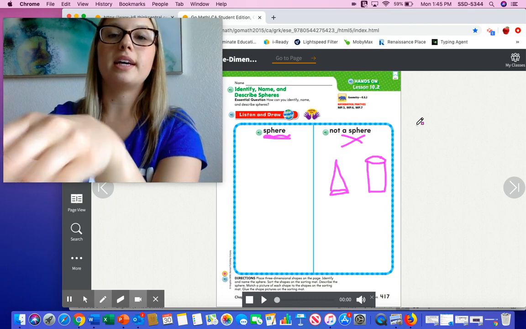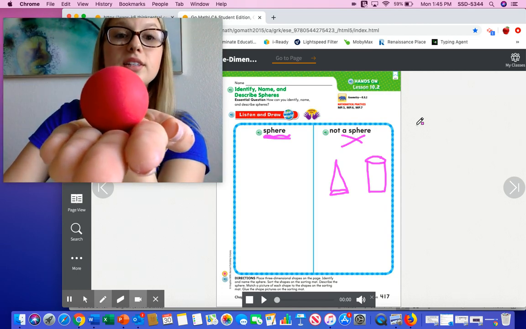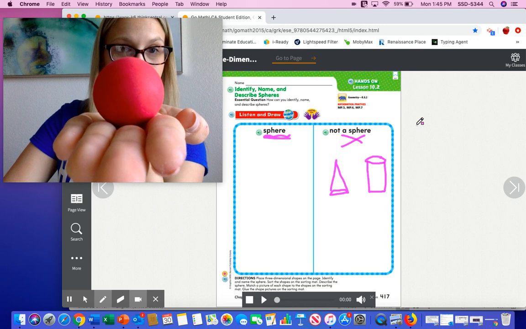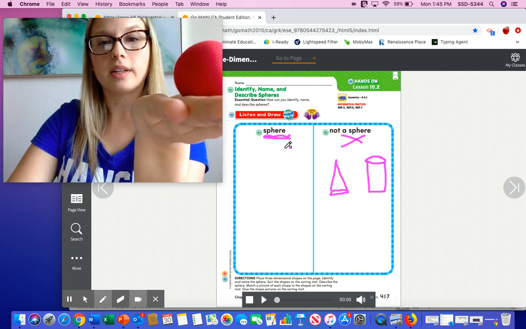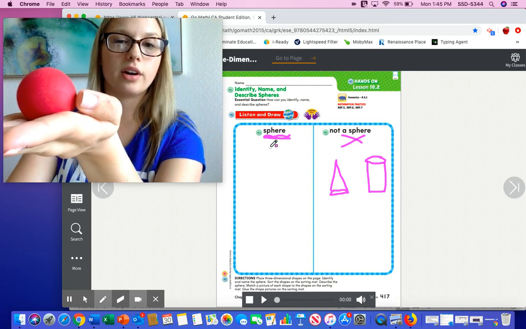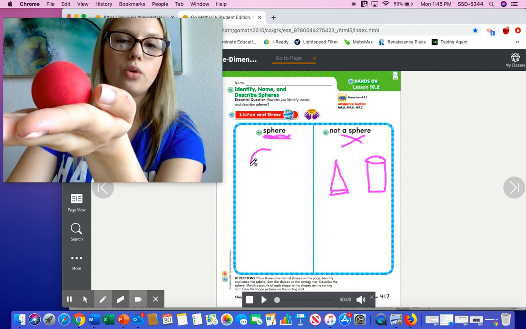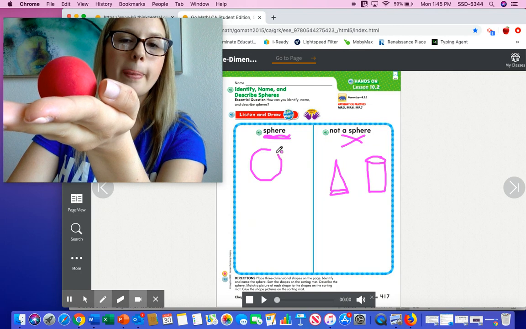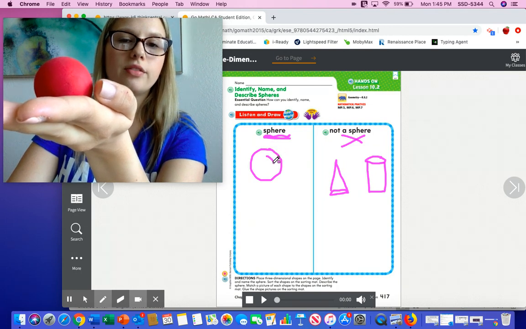Next shape is this. Is this a sphere? Yeah, right? It's a ball. Go ahead and put that on the side that says sphere. To draw a sphere, we're going to draw a circle, and you're going to draw a little curve in there.